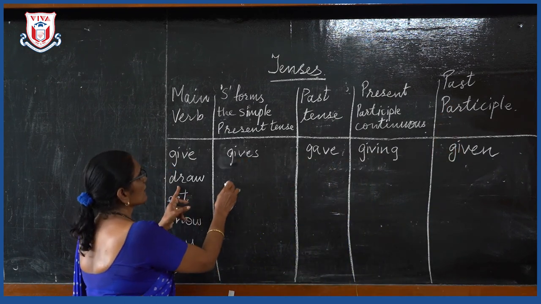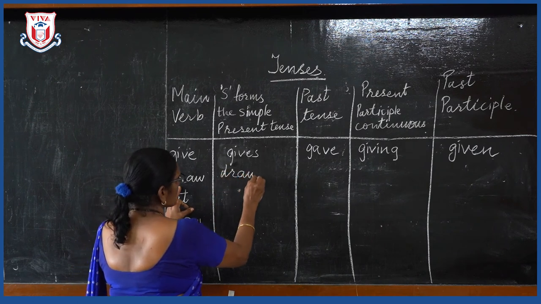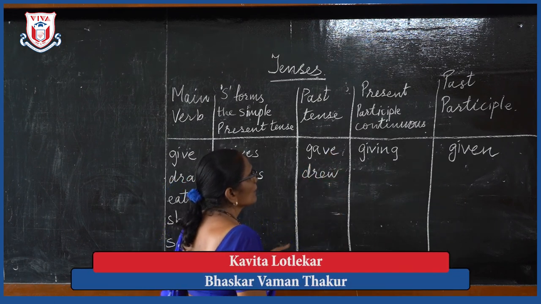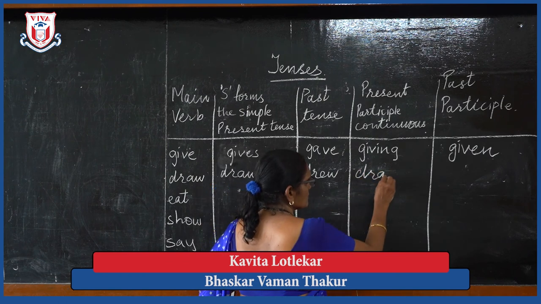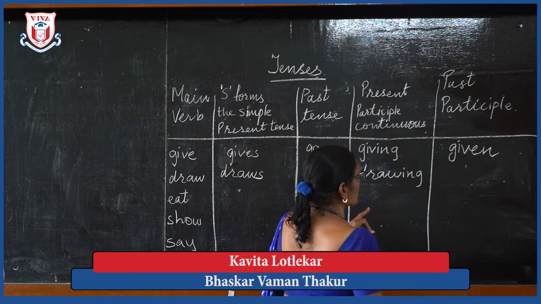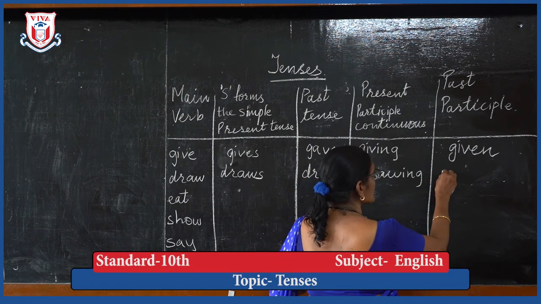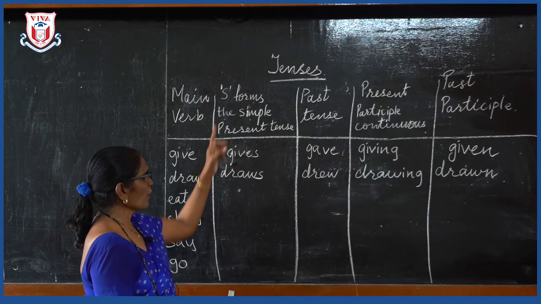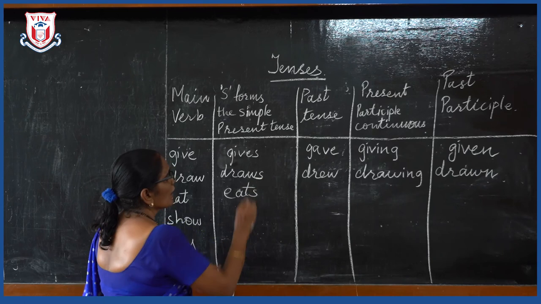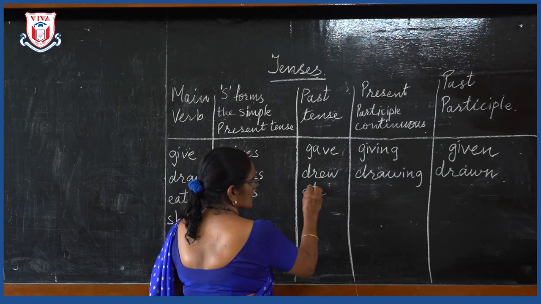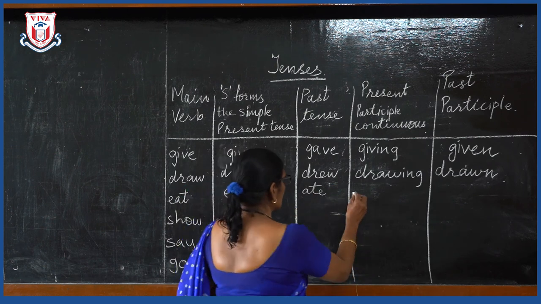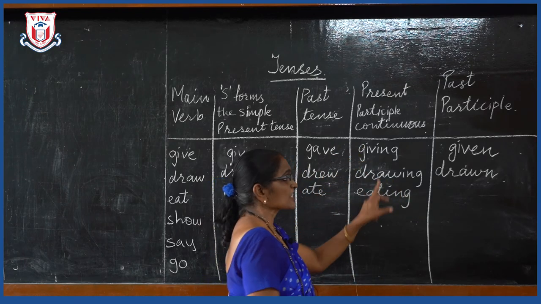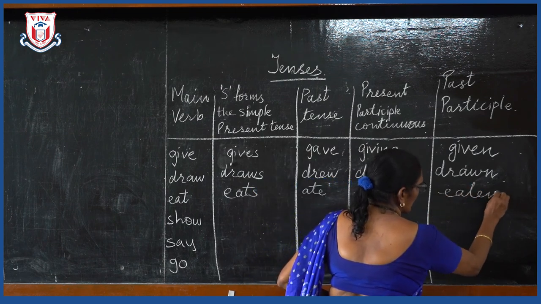Okay, the same way for the second one. S form of draw will become draws. What is the past tense of draw? Past tense of draw is drew. Present participle is drawing. And what is the past participle? That will become she is drawing, she draws, and the past participle will become she has drawn. Got this? S form of eat will be eats. Okay. Past tense of eat will be I ate. And present participle of eat is I am eating. Now what will be the past participle of eat? She has eaten. So it will become eaten.